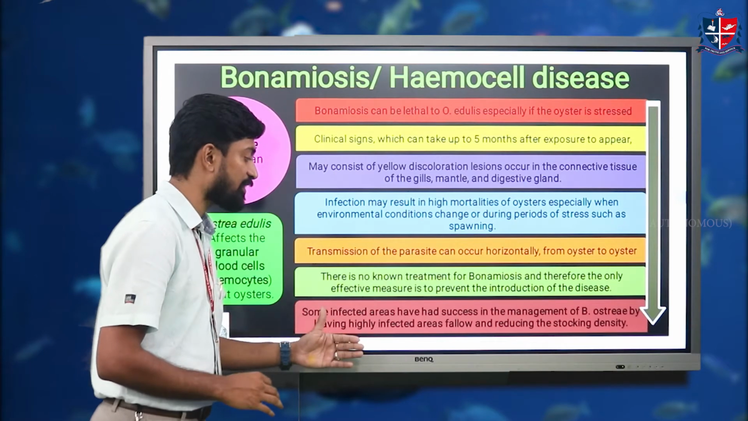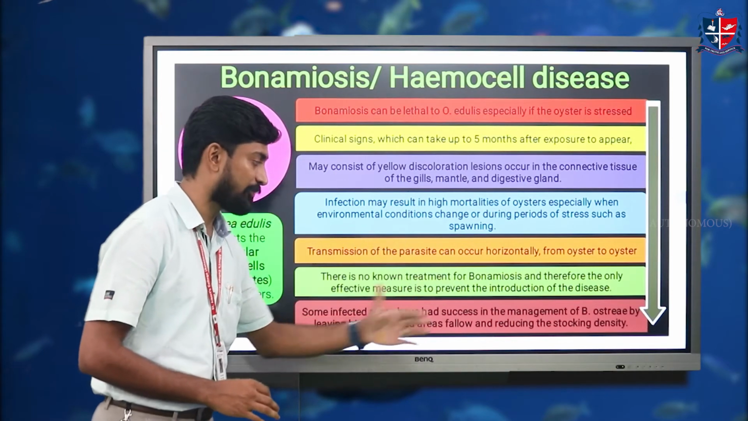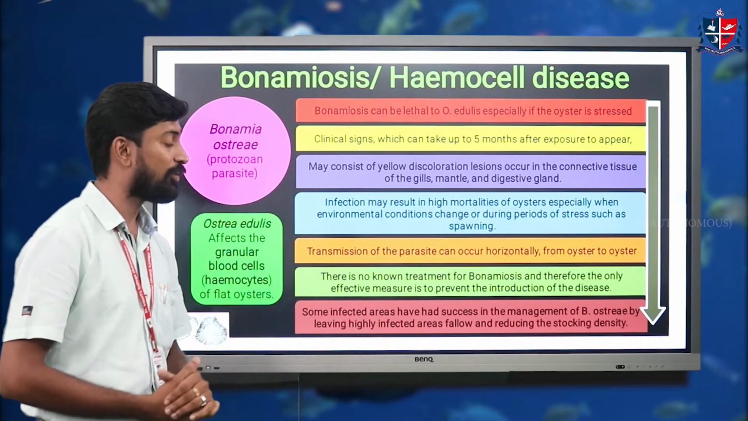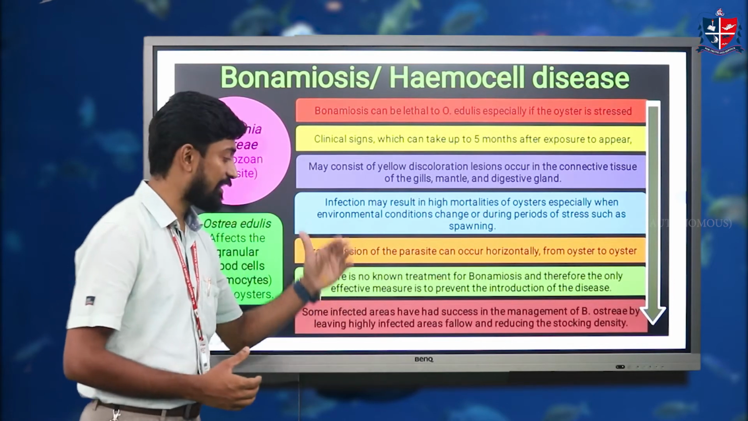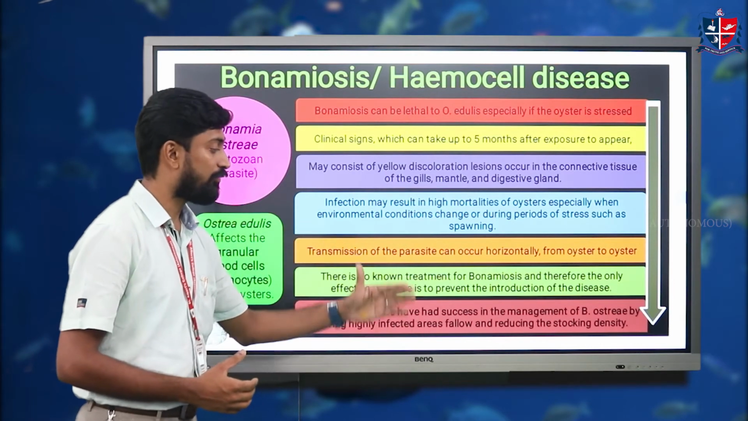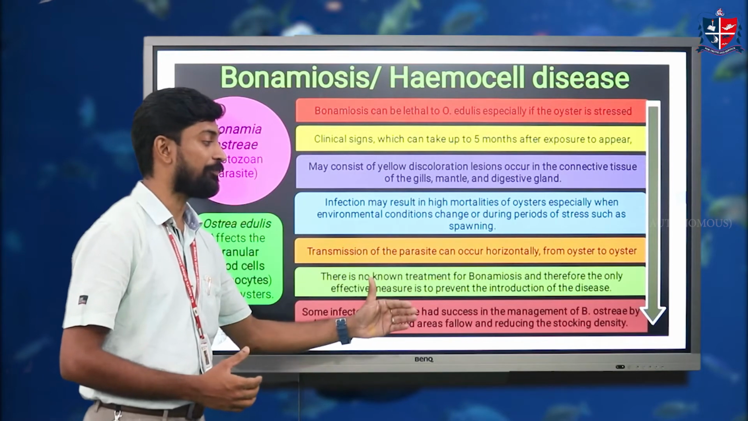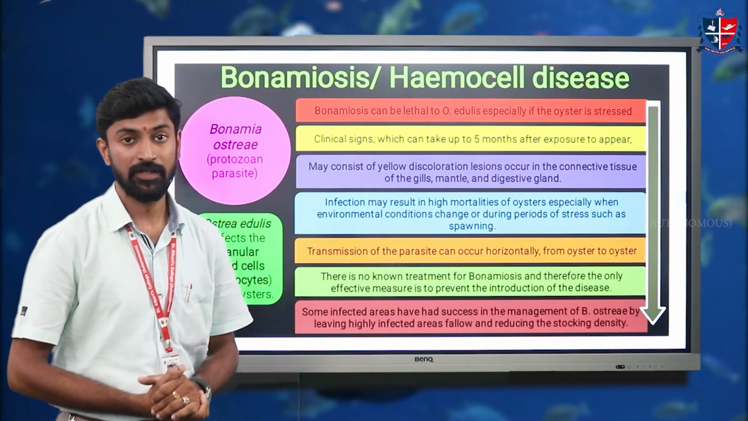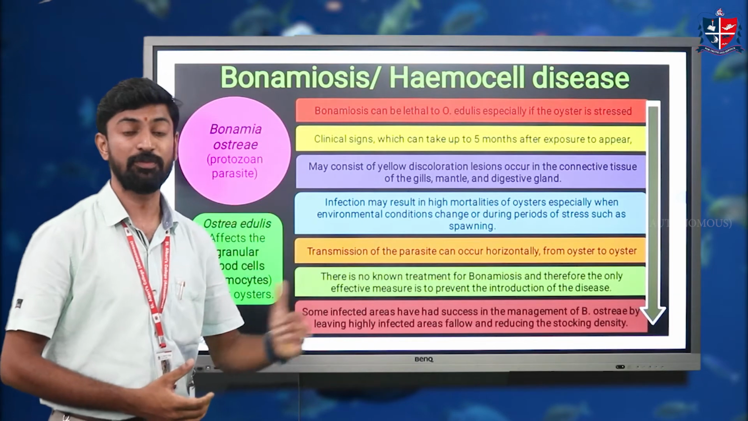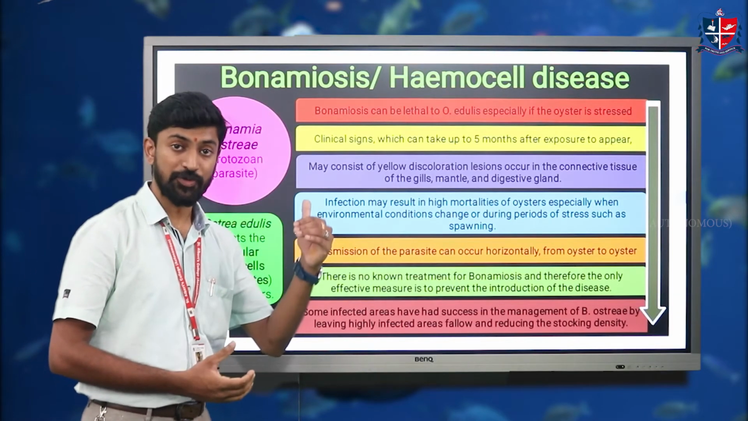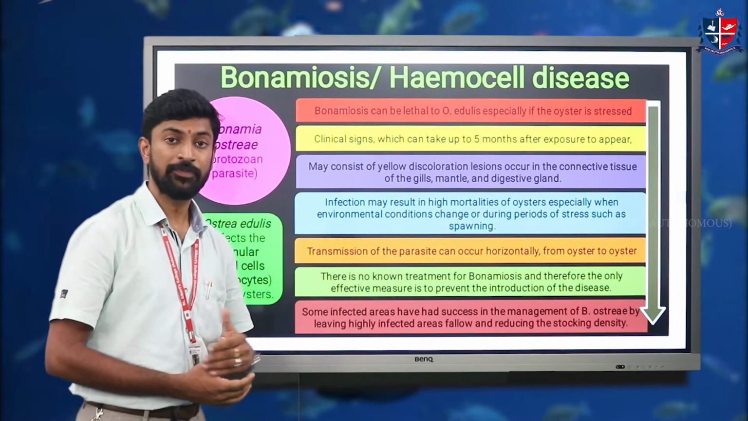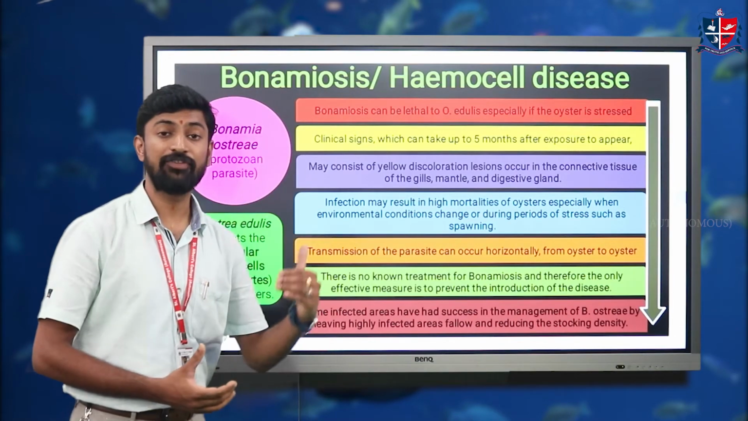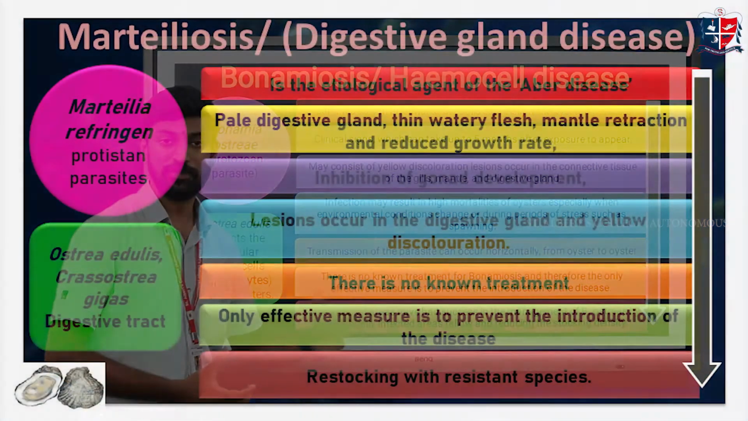Some infected areas have had success in the management of Bonamia ostrea by leaving highly infected areas fallow and reducing the stocking density. This is also one of the preventive measures. We have to reduce the stocking density and avoid the area that is affected with the parasite.